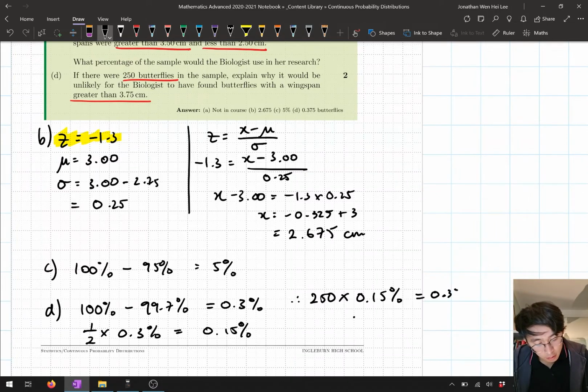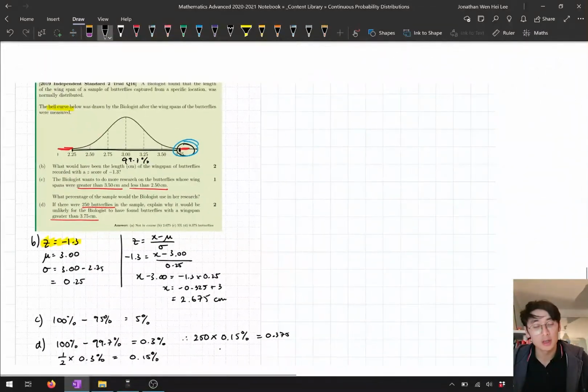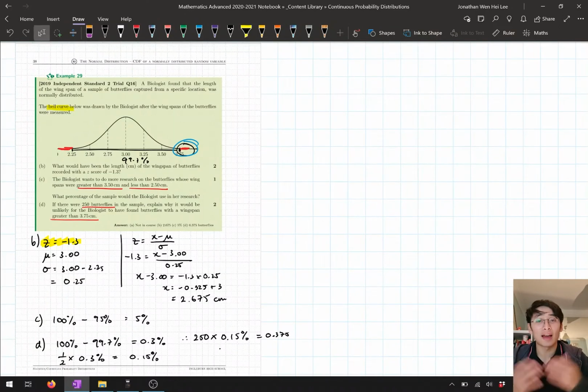So 0.375 butterflies. That's really low. There's very little chance that we're going to actually find a butterfly with that particular value. So here, because it's quite low, we're not going to be able to find that butterfly. Okay, so that's how we answer these questions. So here, we're still using those values that we had from last lesson, 68, 95, 99.7. And so that will help us in actually figuring out what percentage of our scores lie between those values.